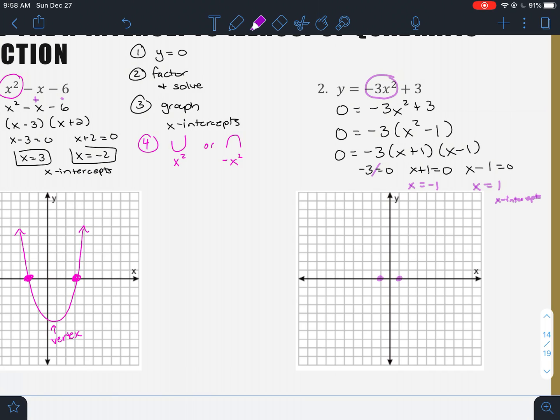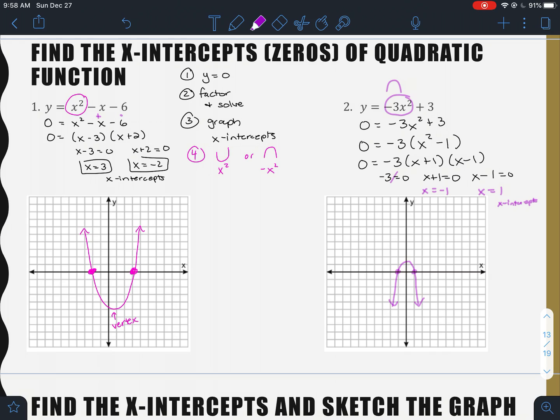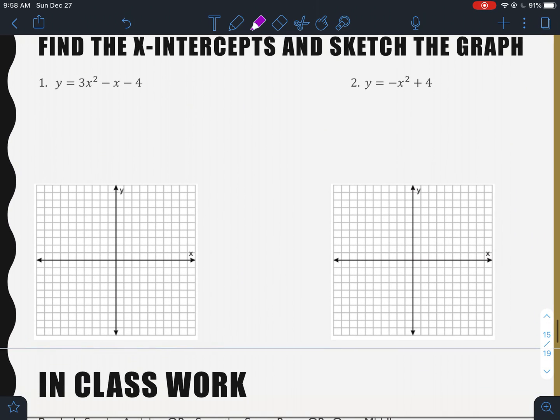And then we have to decide, is it a sad parabola or a happy parabola? So look back at the original problem. We have negative 3x squared. Since it's a negative x squared, it'll be a sad parabola. So we're just going to make a sad parabola through those 2 points. And that's how we can sketch a picture of our parabolas.